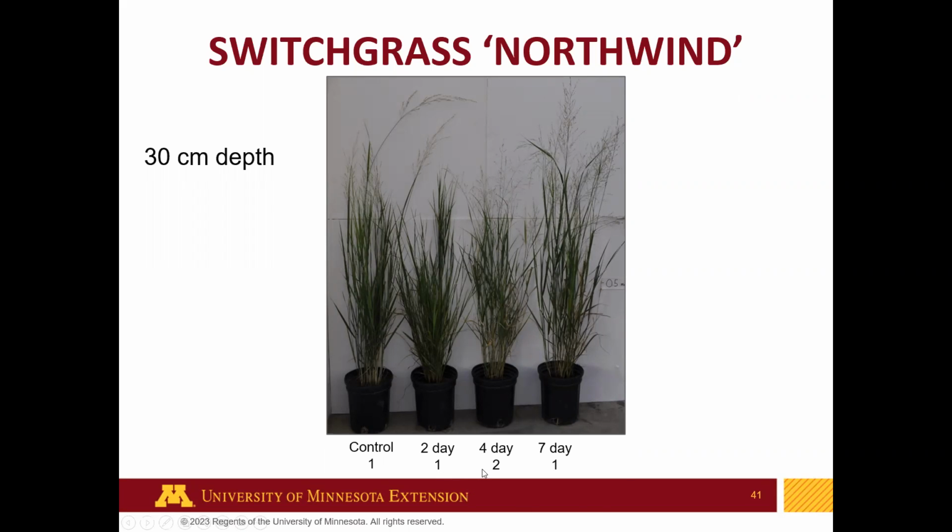And you look at the visual damage rating, the highest was on our 4-day submergence duration treatment, and that only had a visual damage rating of 2. So overall, you know, these Northwind switchgrass did fairly well. And if you recall, even looking back at the cyclical flood and drought, Northwind switchgrass did pretty well there too.